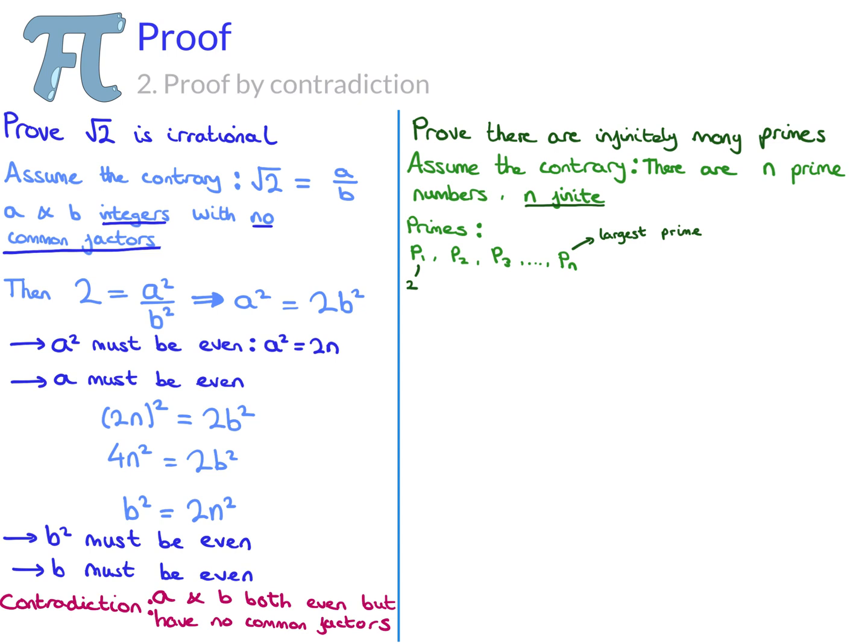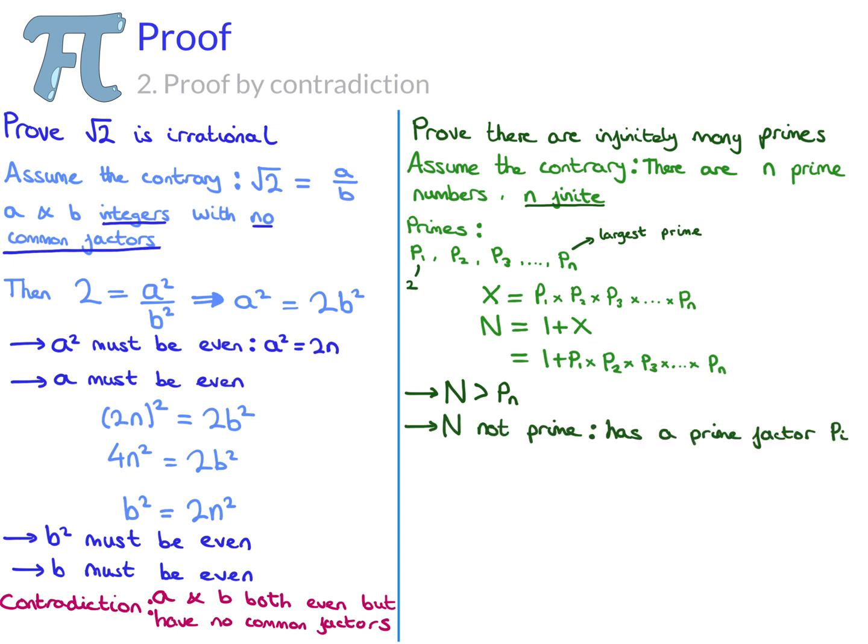For this proof, we will use the product of all of these primes, p1 times p2 times p3, and so on up until pn. Now we define the number capital N as 1 plus the product of all of these prime numbers. N must be bigger than the largest prime, pn, and so it cannot be a prime number because there are no prime numbers larger than pn.